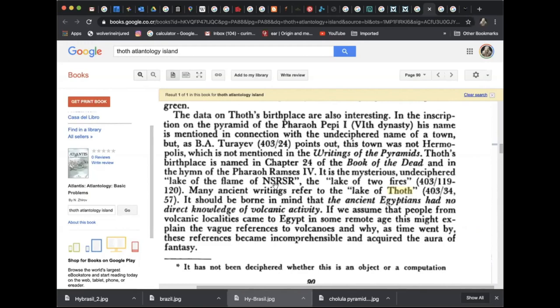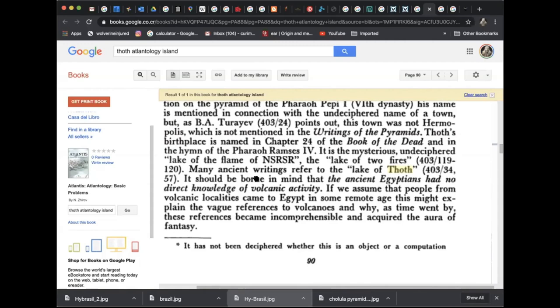All right, so it's something to do with a lake of flame, a place where there was a lake of fire. A mysterious place. All right, doesn't say he was from Hermopolis. This is what they're letting you know. All right, the Lake of Two Fires. Many ancient writings refer to the Lake of Thoth. It should be borne in mind that the ancient Egyptians had no direct knowledge of volcanic activity. There's no volcanoes over there in Egypt. You get what they're trying to tell you right here? Because this Lake of Flames, this Lake of Fire, that's where it's going. It was volcanic, something happened.